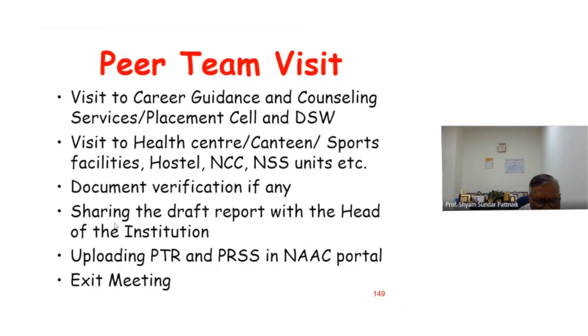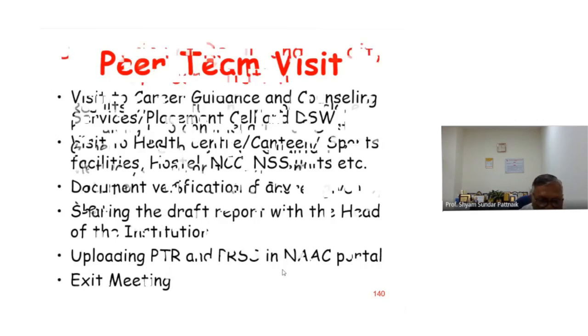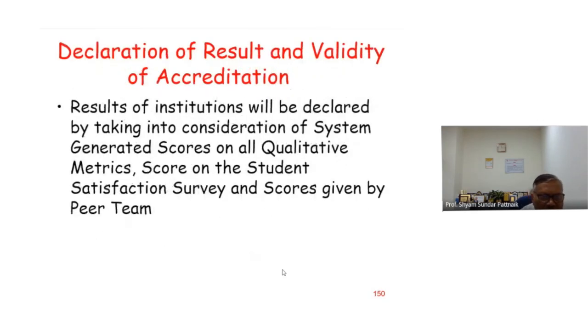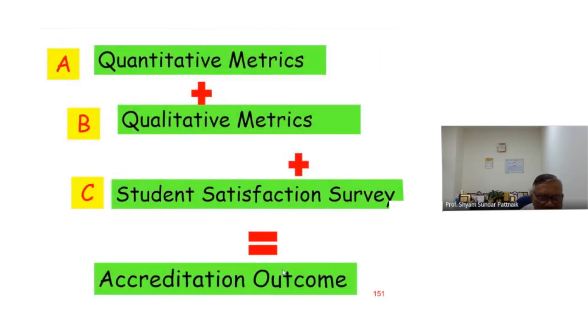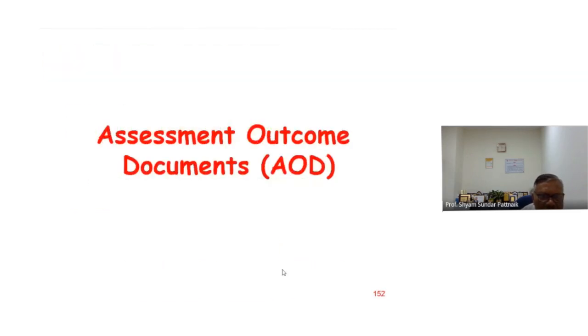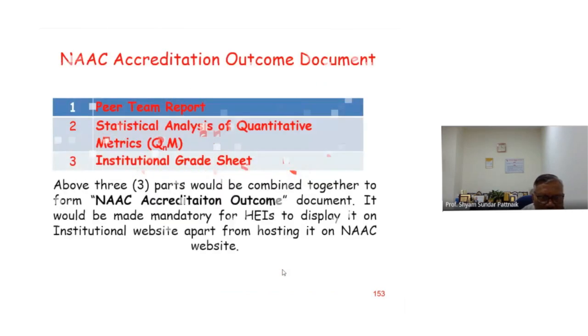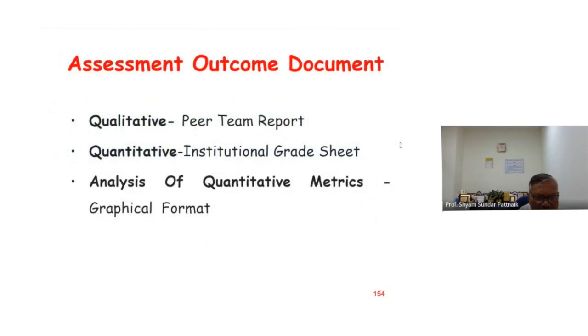The report they prepare will be shared with the head of the institute, and the PTR will be uploaded in the NAAC portal. The visiting team report will be uploaded, and the declaration of results will be based on this, on quantitative metrics plus qualitative metrics plus the student satisfaction report. Based on this, the outcome will come. The assessment outcome document will be generated. The NAAC accreditation outcome document will have the peer team report, statistical analysis for the quantitative metrics, and the institutional grade sheet. So that's the way it will be available for the people.